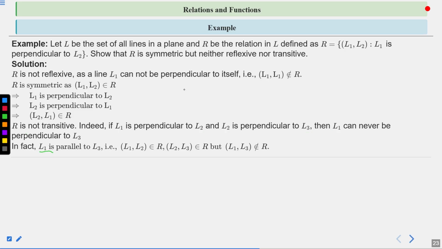In fact, L1 is parallel to L3. If you try to draw your diagram, the rough representation of what is happening, you will see that L1 is parallel to L3. Clear? So we started with L1 L2 belongs to R, L2 L3 belongs to R, but we have concluded that L1 L3 doesn't belong to R, so not transitive. So far so good.